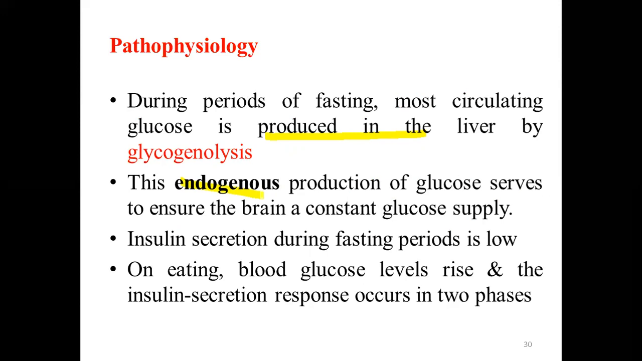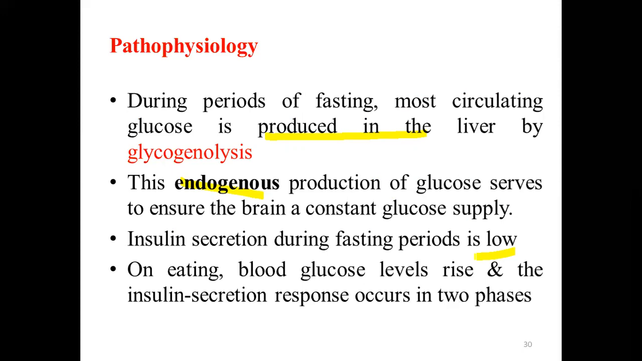So insulin secretion during fasting is generally low. I think this one is self-explanatory, because in the fasting state we don't have a sufficient level of glucose, so the insulin level is supposed to be low. But on the other hand, the counter-regulatory hormone levels will usually be high.